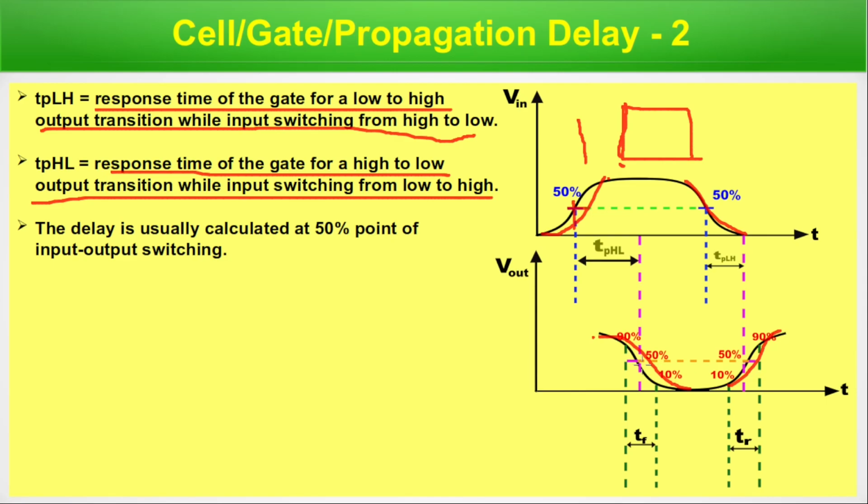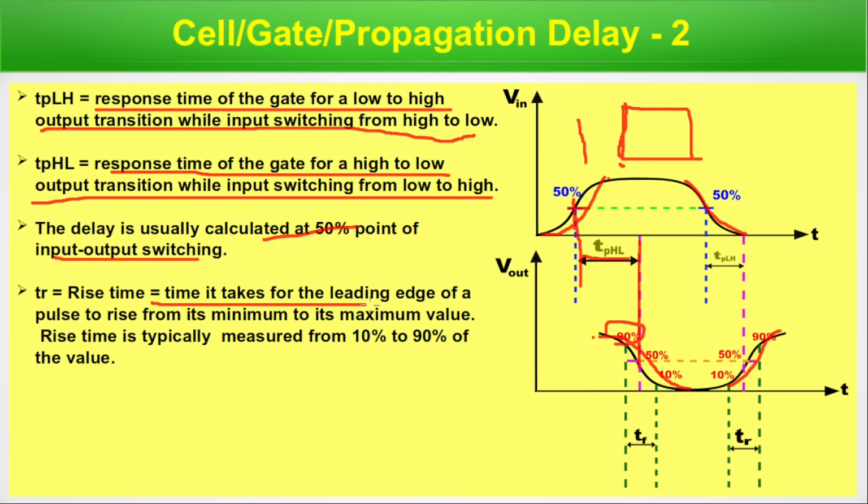Here it's 50% of that output signal, and here is the 50% of the input signal. The difference between these two 50% points is TPHL. Similarly, TPLH. The delay is usually calculated at 50% of input and output switching.